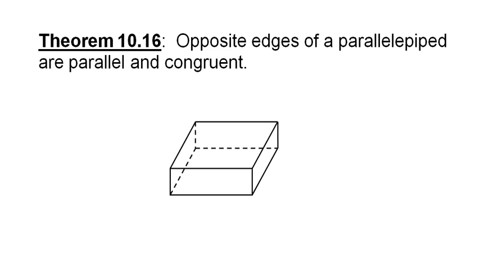Theorem 1016 says opposite edges of a parallelepiped are parallel and congruent. So let's look at opposite edges. Here's an edge, here's its opposite edge. What this theorem says is that what I have drawn here in red are parallel, and they're also congruent. That's true for any opposite edges of a parallelepiped. Because remember, for a parallelepiped, all of the sides and the faces have to be parallelograms.